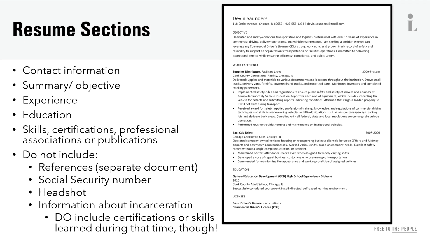Now, let's also discuss what not to include. You don't want to list your references on the resume itself. Instead, keep those in a separate document and offer them when requested. Also, never include your social security number, a headshot, or information about any past incarceration. That kind of personal information isn't appropriate for a resume and can unintentionally create bias.